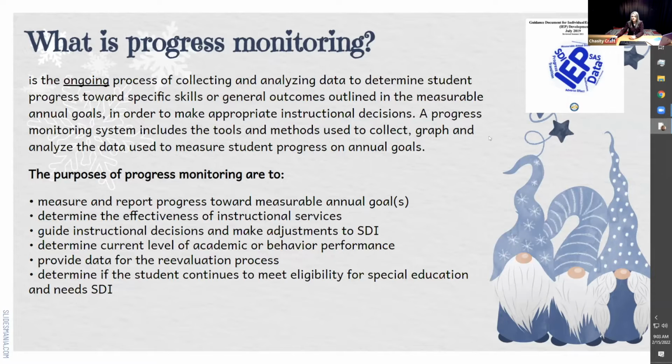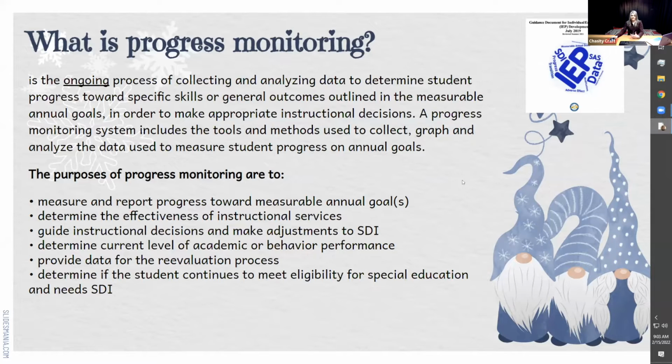But the definition, and I copied it straight from the IEP guidance document, says it's the ongoing process of collecting and analyzing data to determine student progress toward specific skills or general outcomes outlined in the measurable annual goals in order to make appropriate instructional decisions. A progress monitoring system includes the tools and methods used to collect, graph, and analyze that data used to measure student progress on annual goals.